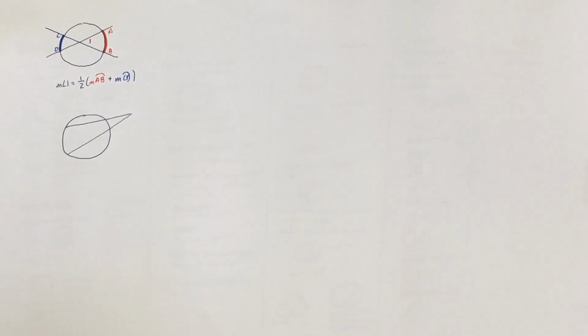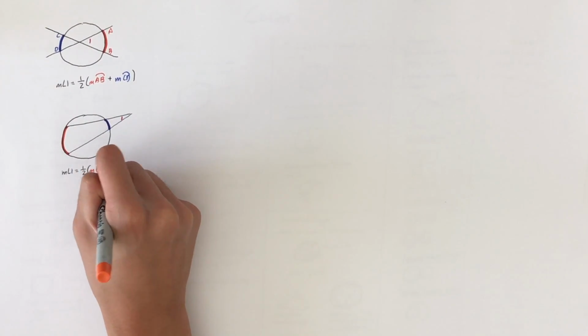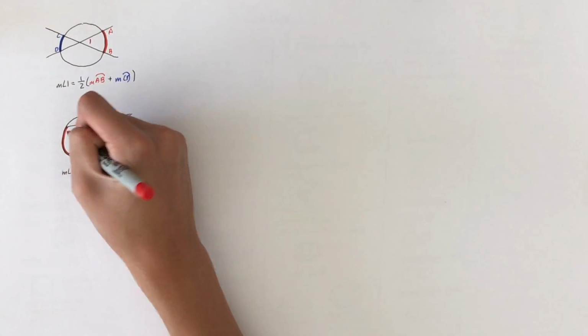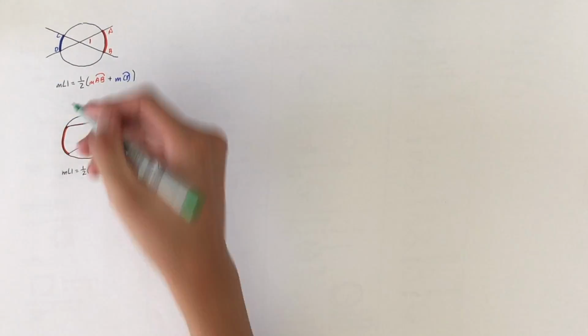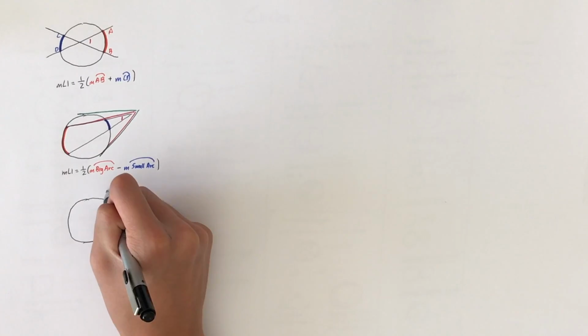If two secants intersect outside of a circle, then the measure of that angle formed is equal to 1/2 the difference of the larger arc minus the smaller arc. So you would take the measure of the larger arc, the one that's further away from the angle, minus the measure of the smaller arc. And this also works for a secant and a tangent, and two tangents, that intersect outside of a circle.